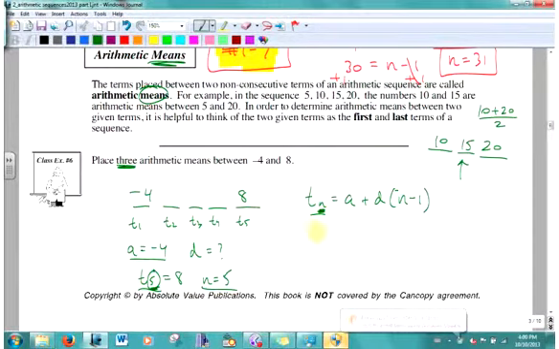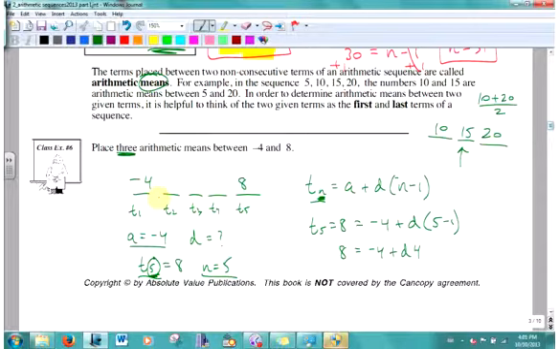Okay, so make some substitutions. I know T5 is 8. I know A is -4. Plus, I don't know D, but n is 5. Okay? 8 is -4 plus D times 4. Solve this thing for D. Once we know D, we'll be able to figure out what these arithmetic means are. Add 4, and 12 is D times 4. 4 times what is 12? It's 3. Right?